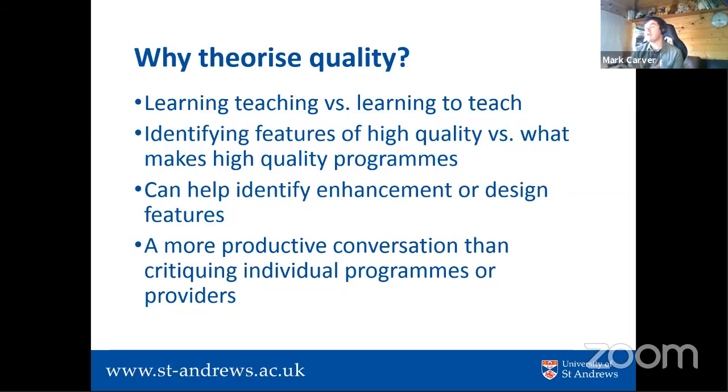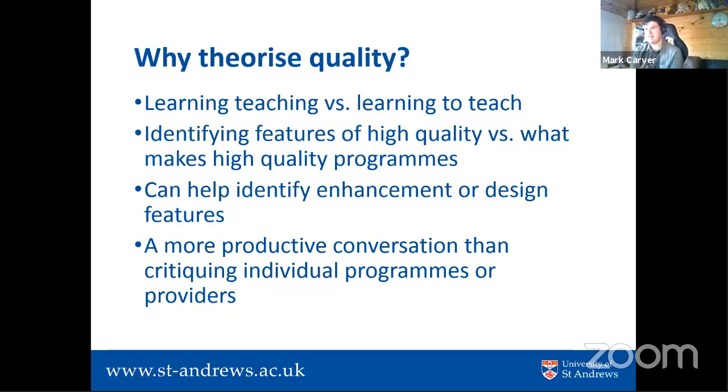The reason we need to theorize quality is also because we need to identify features of high quality and distinguish what in those actually makes them high quality. For example, university rankings come out every year, and I'm pleased to say St Andrews tops the table for the first time this year. It's a bit of a contrivance, of course, but we'll take it. But what does that actually mean? What made us get the good ranking, versus what actually makes for a good quality program?